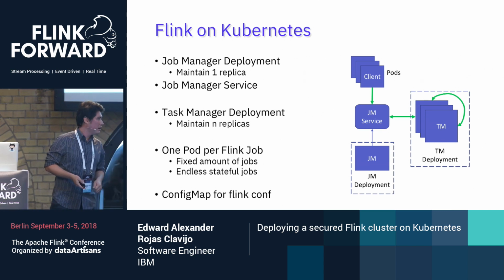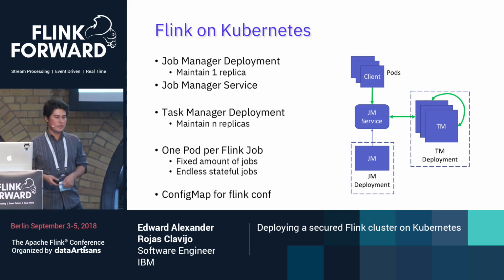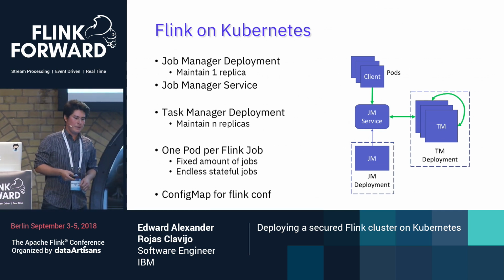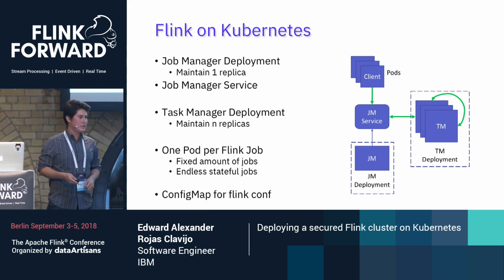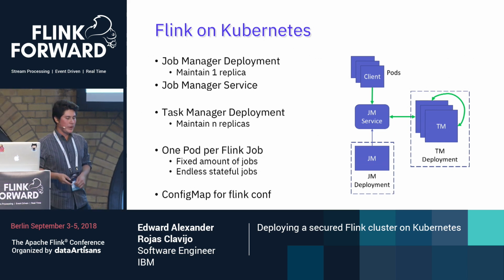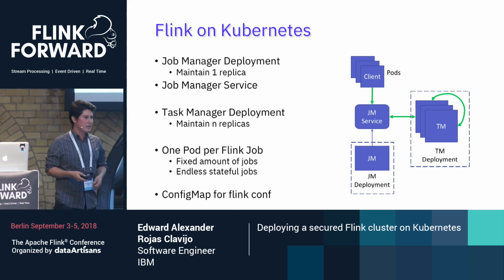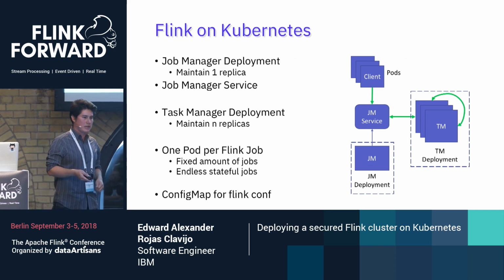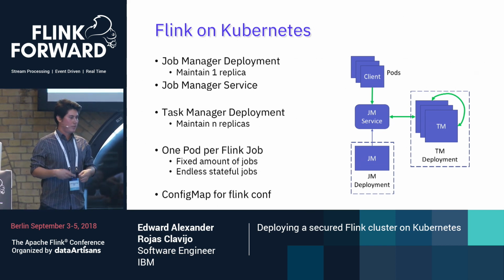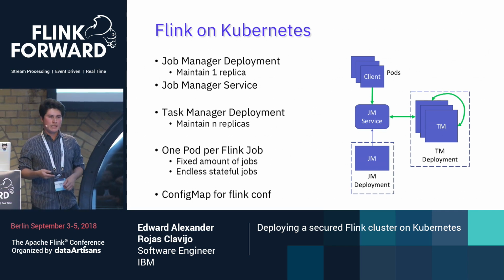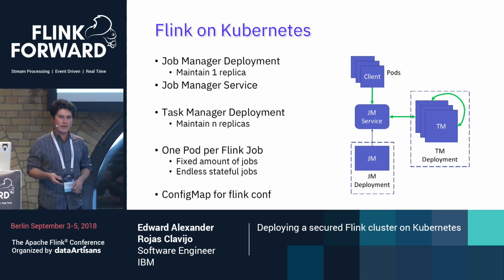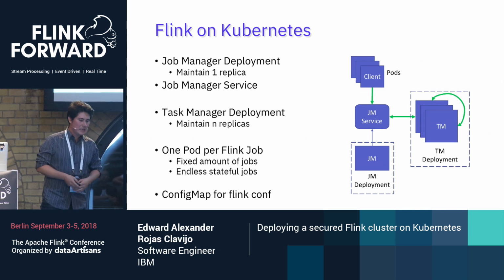We have here one job manager deployment that will be in charge of always maintaining a single replica of the job manager running. So if ever there is a failure of the job manager, Kubernetes will be in charge of deploying a new instance of the job manager. With this, we can ensure the high availability of the cluster.